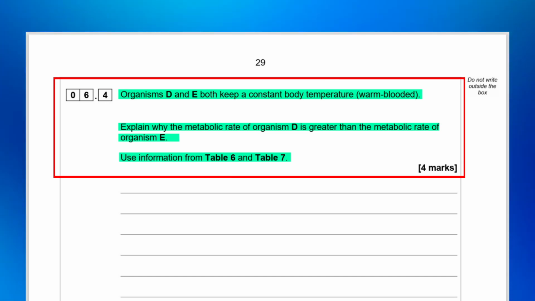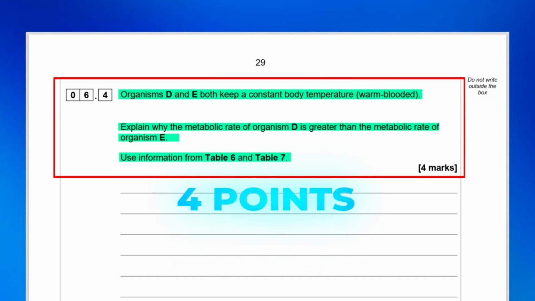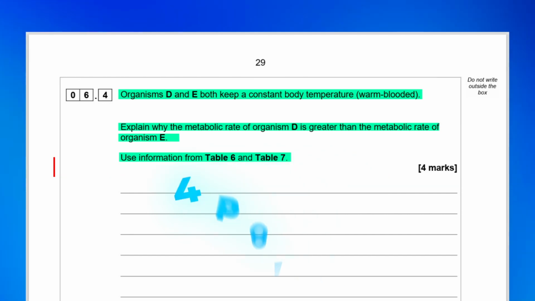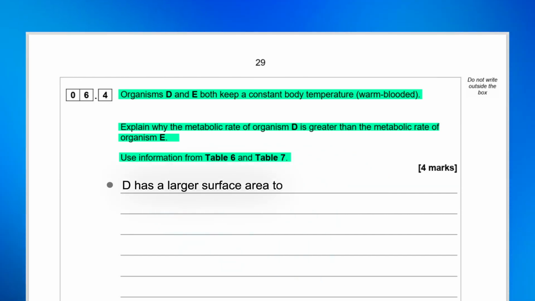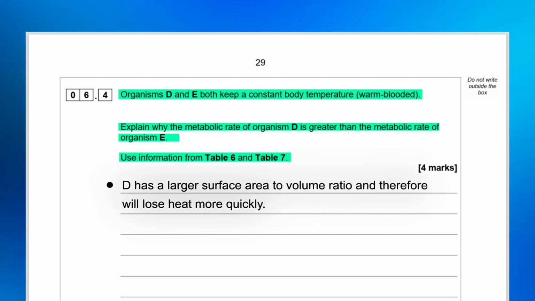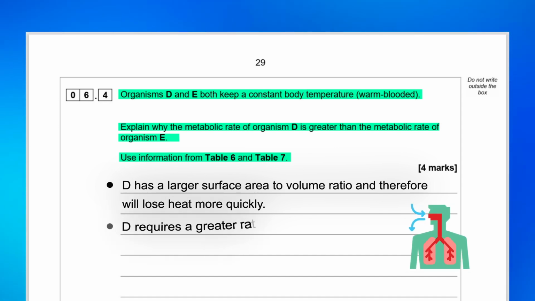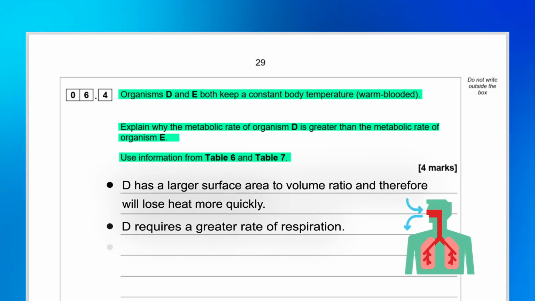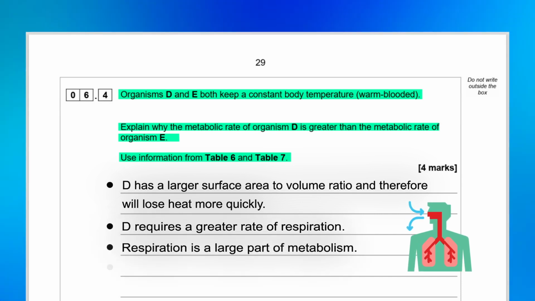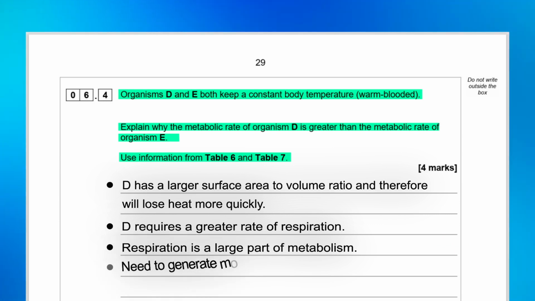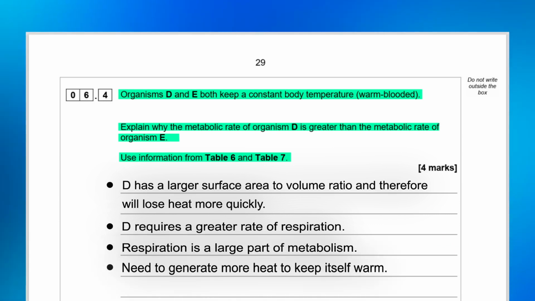Now, this is a 4-mark question, so we're going to need 4 points to get all of the marks for this question. The first mark is for saying that D has a larger surface area to volume ratio, and therefore will lose heat more quickly. The second mark is for saying that D requires greater rate of respiration. The third mark is for explaining that this is because respiration is a large part of a metabolism. And the fourth mark is stating that this creates a need to generate more heat to keep itself warm.